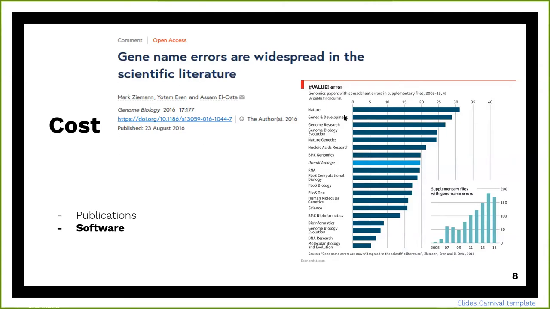So you can see on this table here on the right, a paper showing that like 30% of the papers that come out in Nature, in the supplementary spreadsheets, have errors in the gene names, right? This happens because people, let's say, use Excel to do their analysis or to store their data, and Excel is not made to store gene names, right? And therefore, what happens is that Excel automatically converts that weird string of numbers and letters into something else. And then you get a gene name error in your paper, right? An overall average of 20%.